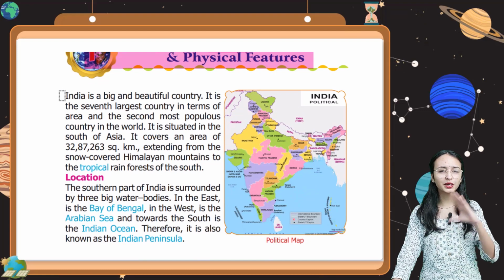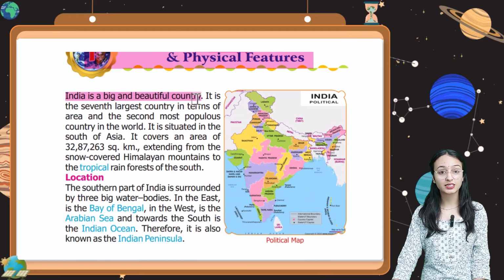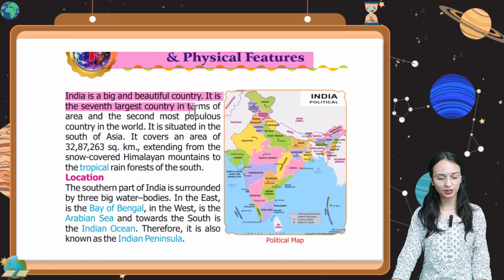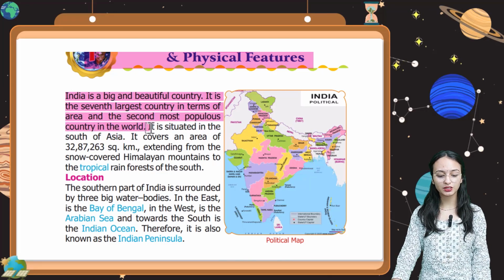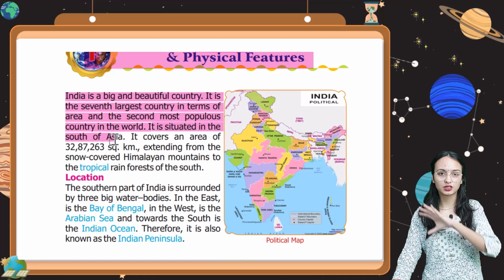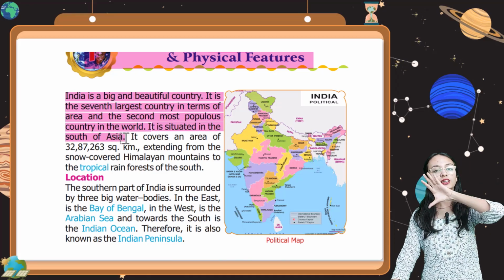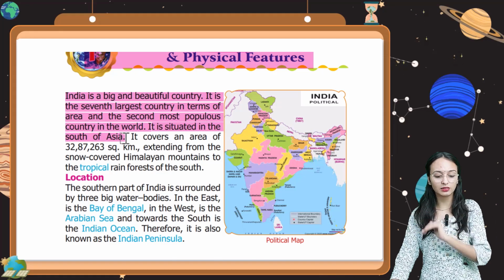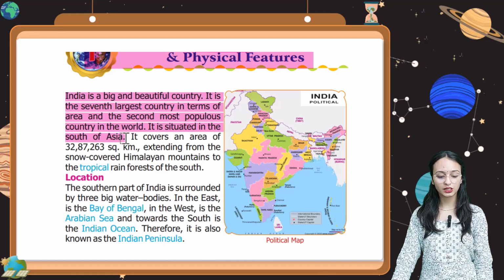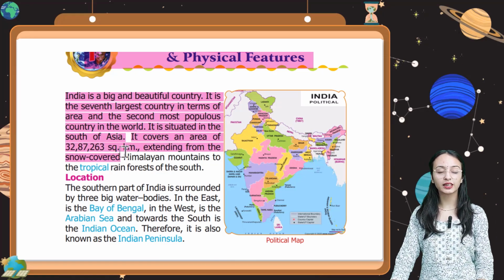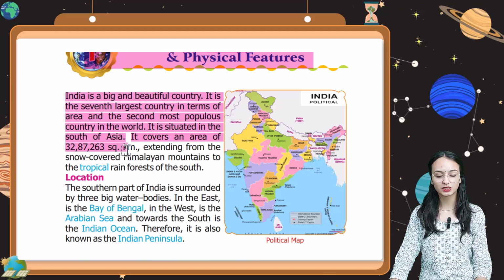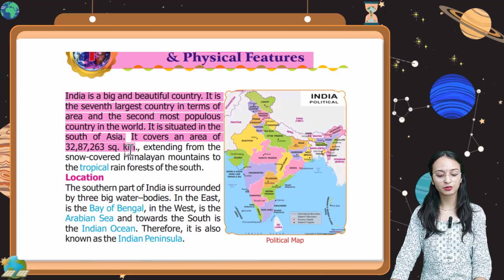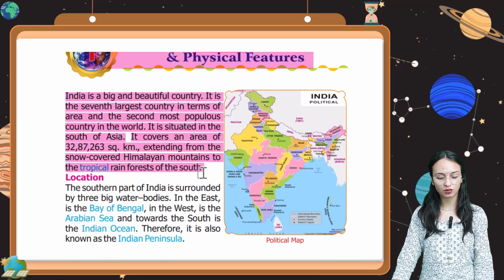India is a big and beautiful country. It is the 7th largest country in terms of area and the 2nd most populous country in the world. It is situated in the south of Asia. So we have different continents. India is located in the continent of Asia and in the southern part of Asia. It covers an area of 32,87,263 square kilometer, extending from the snow-covered Himalayan mountains to the tropical rainforests of the south.